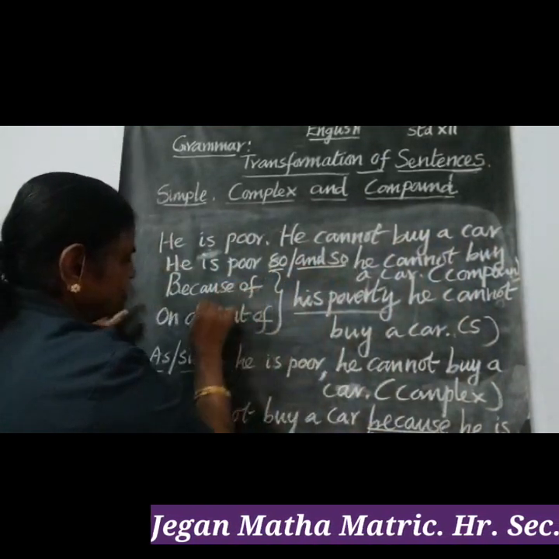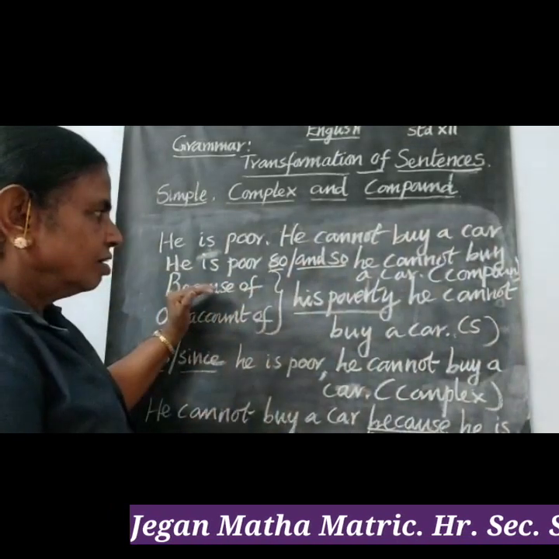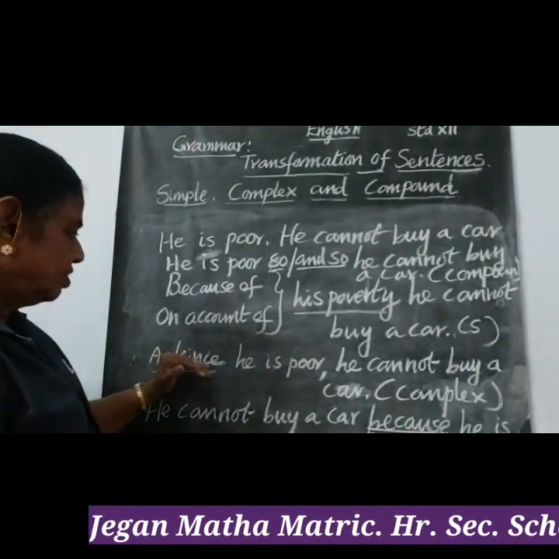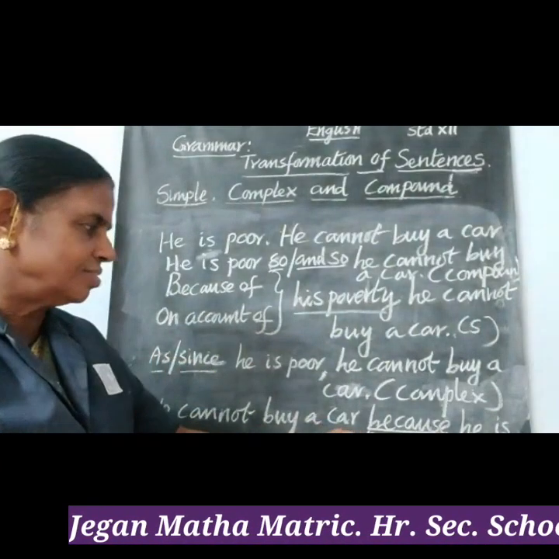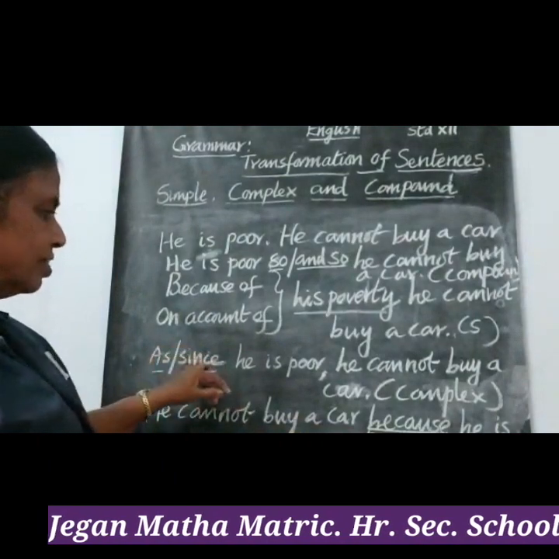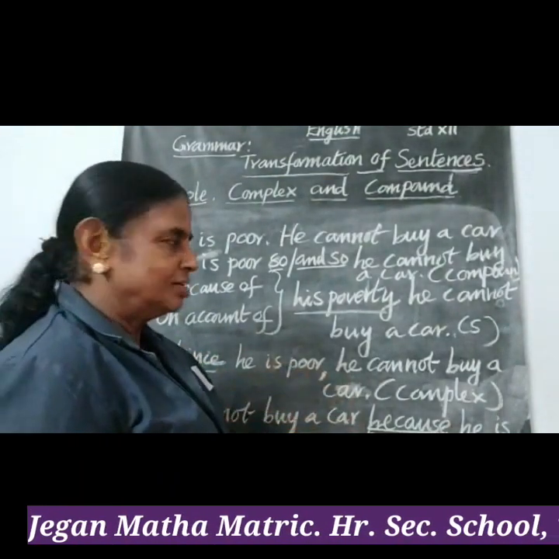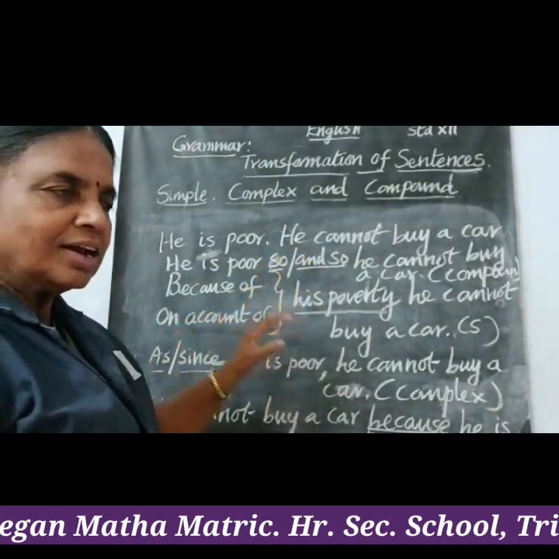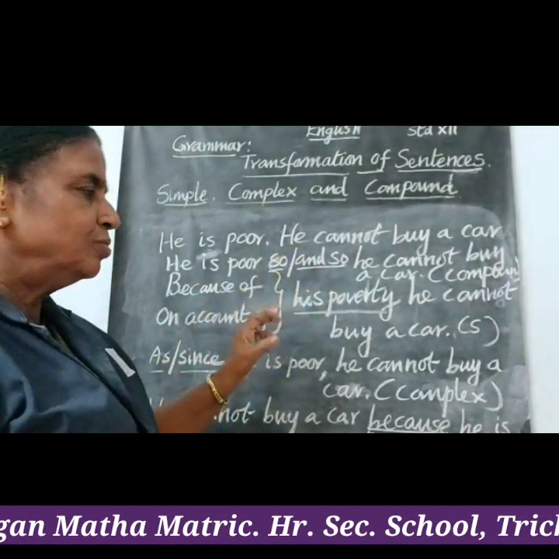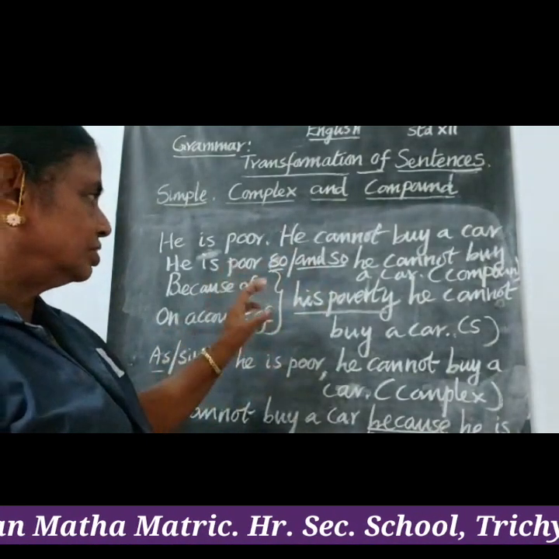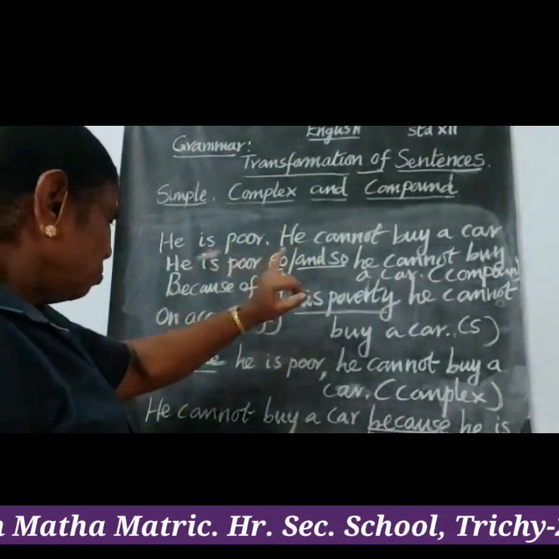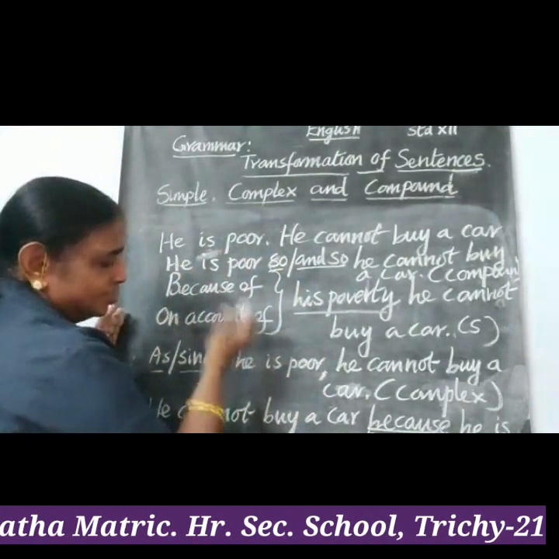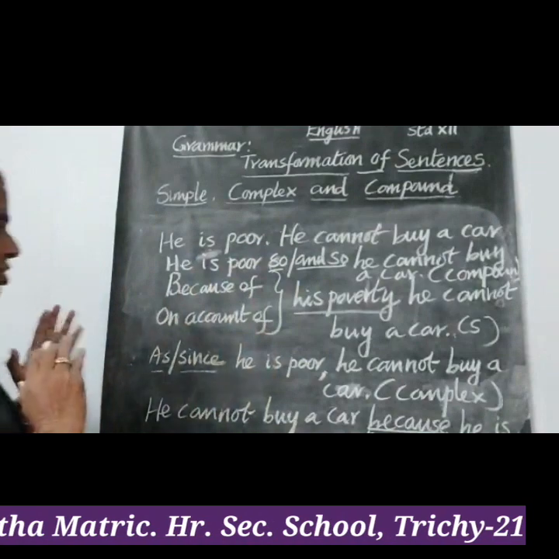And here, because of, on account of. In the complex sentence, as or since is used and because is used. So as, since, because come in complex sentences, and so comes as a connective or conjunction in the compound sentence, and we use because of, on account of in the simple sentence. Now you understand the differences.